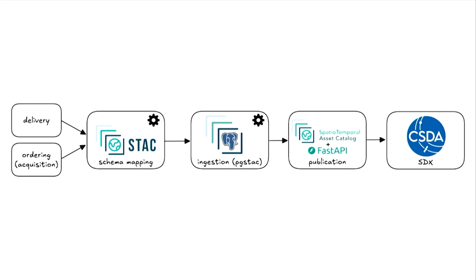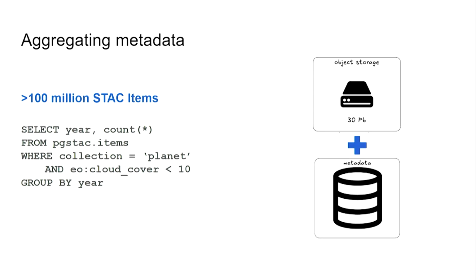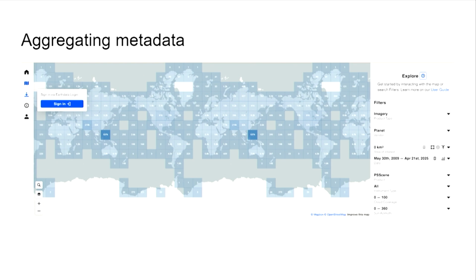I'm going to point out that Henry talked about the STAC spec. That's what we use, so that dictates what the metadata should look like. We put it in a pgSTAC flavor of Postgres that scales up to host 100 million STAC records. And then we expose it through a STAC FastAPI that our CSDA SDX can communicate with. And at the end of it, we also get to aggregate data, right? Once the metadata is in a Postgres database, we can do cool things like summarize it. Essentially, that's what powers our SDX view. It's what powers our histograms and our filtering.